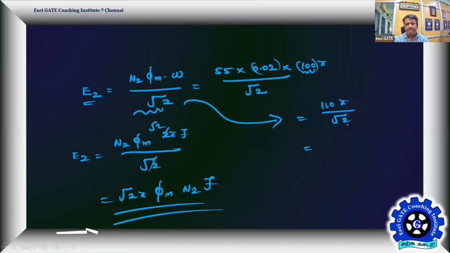110 is nothing but 55 into 2, then pi by root 2. As a result, I'll end up with 55 root 2 times pi. That's your answer. So what is the result? It's 55 into 1.414 into 22 by 7, that is 3.14. Let me take it roughly.